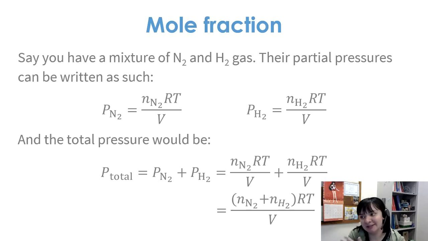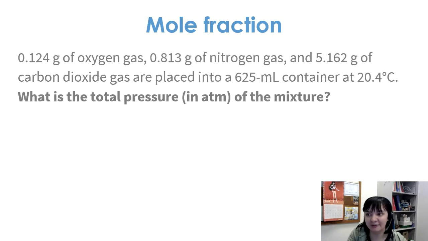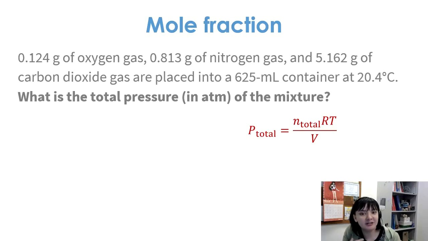So let's look at an example like this one. Here I have 0.124 grams of oxygen gas, 0.813 grams of nitrogen gas, and 5.162 grams of carbon dioxide gas, all placed into the same 625 milliliter container at 20.4 degrees Celsius. What I want to know about this gas mixture is, what is the total pressure of the mixture? So again, we'll want to use our ideal gas law, but we can take some shortcuts. Rather than solving for the partial pressures individually, we can find the total pressure by using the total moles as our n value, and then having the rest of the ideal gas law as pictured.